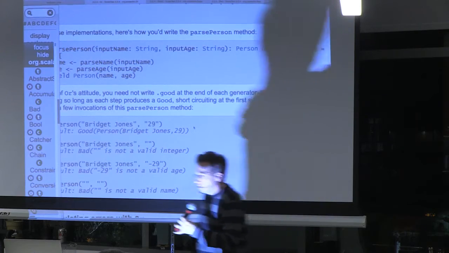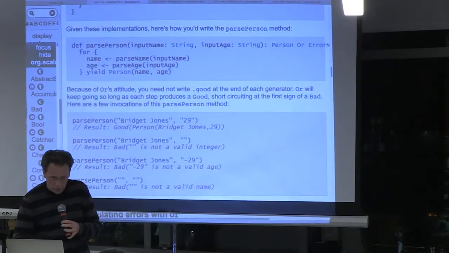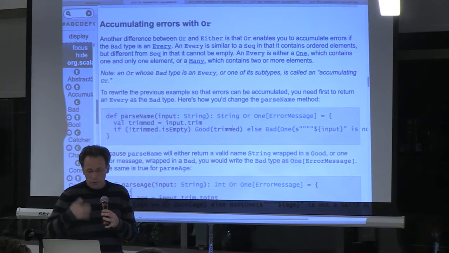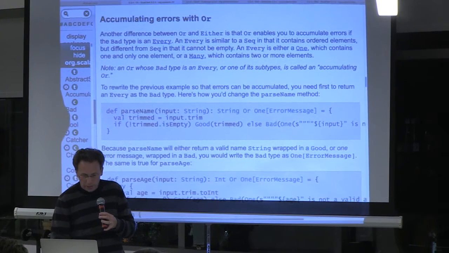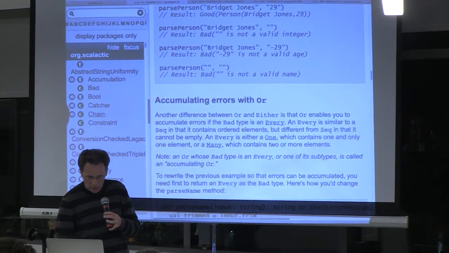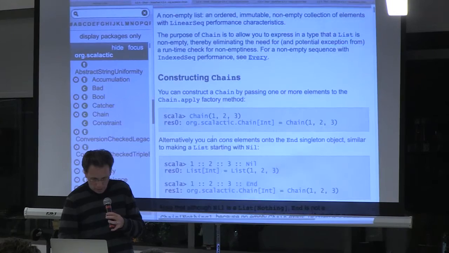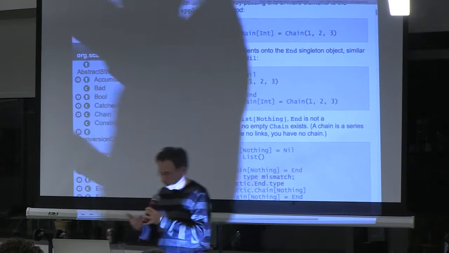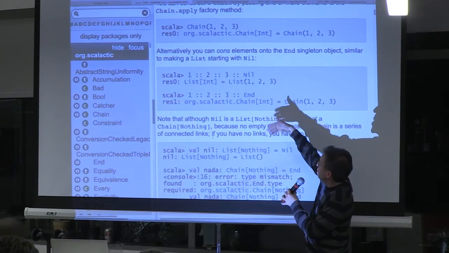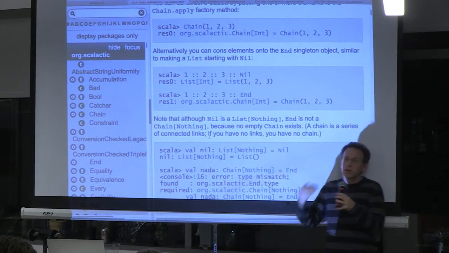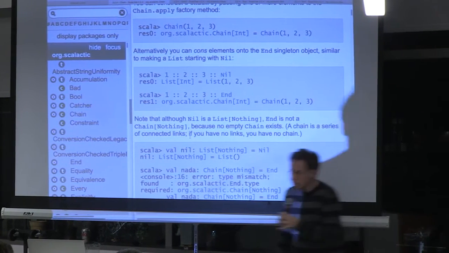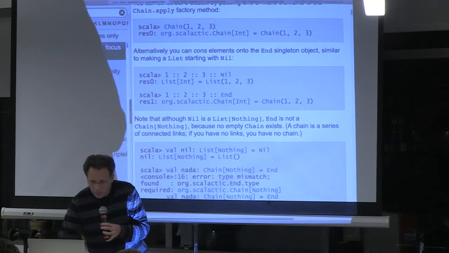Anyway, the other thing that I wanted to show you was that in Or you can accumulate errors, which is sort of where I came from. What I did for that was make a type called Every. Well, I'll show you. There's one called Chain. A Chain is a non-empty list. Essentially, a Chain is like a list. It actually wraps a list, but it can never be empty. That's called Chain in Scalactic. And Every is a non-empty vector.